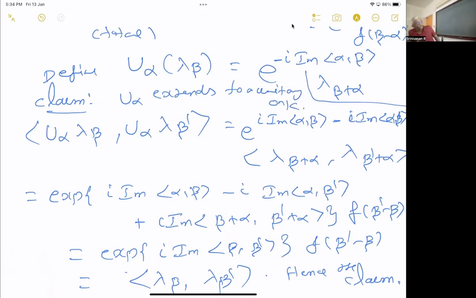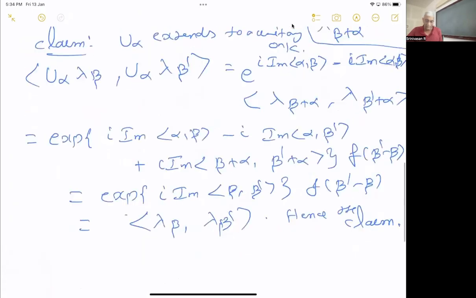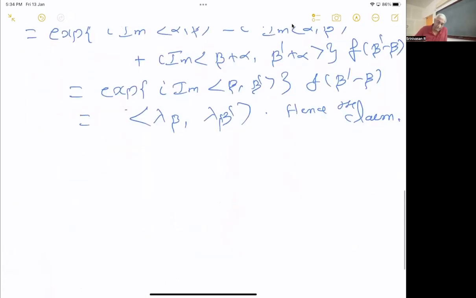We defined U alpha on a total set and it preserves the inner product on the total set. So we can extend linearly to the span and then to the closure, by the lemma we proved last semester. This is a basic trick. So you have got a unitary. Now we want to check for different alpha and alpha prime what happens. So let us check.